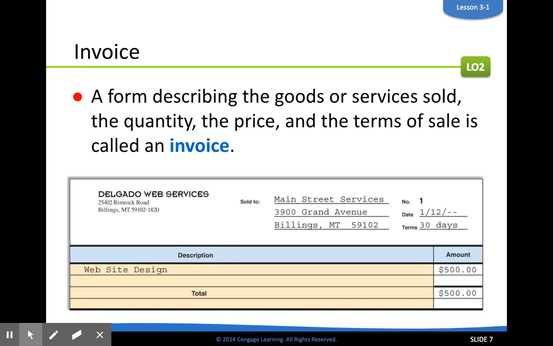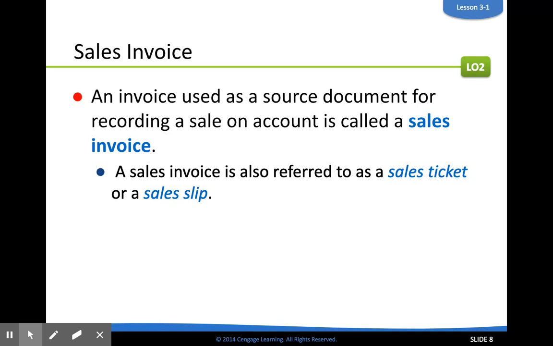Now, the difference for our invoices is we are giving people or customers a certain amount of time to pay us. So you'll notice that on this invoice, Delgado Web Services is giving Main Street Services 30 days in order to pay that $500. So a sales invoice, when a sale is made on account, the customer gets their services, but nothing is paid yet. That's a sale on account. And the source document for when this occurs is a sales invoice.